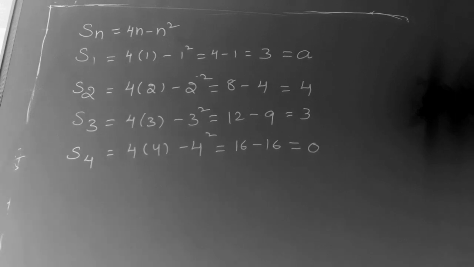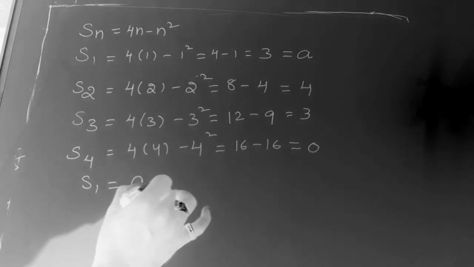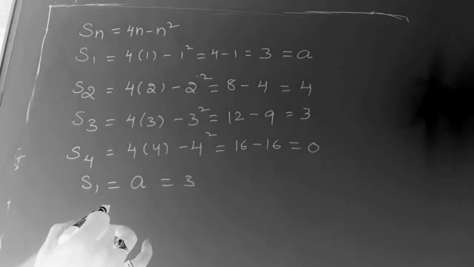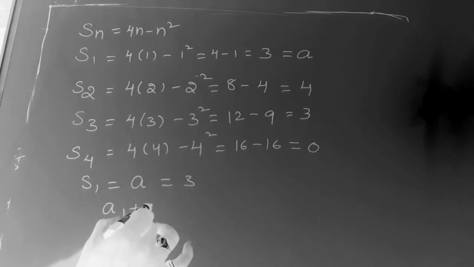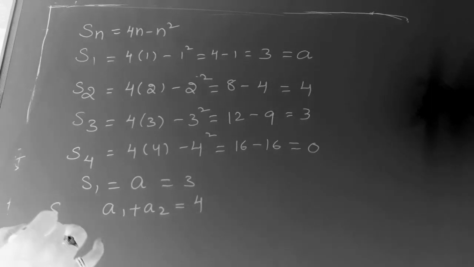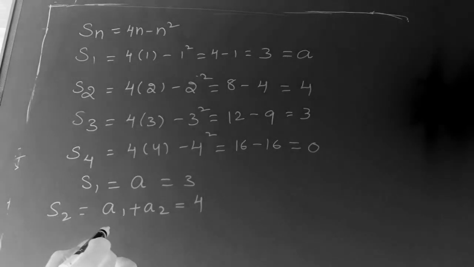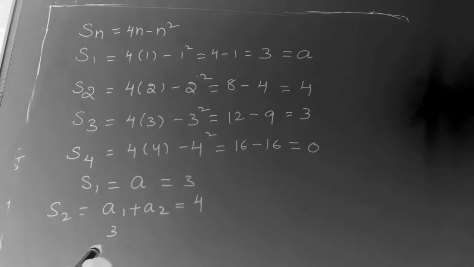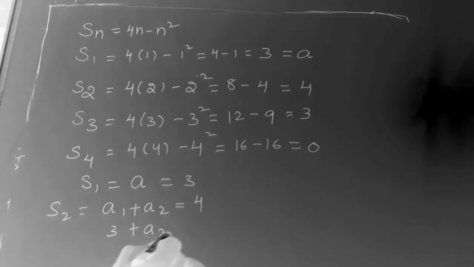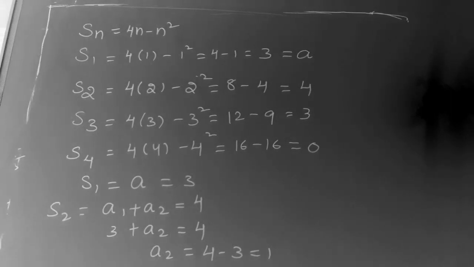Just see here. S1, the sum of first term, is the first term of the AP, that is 3. S2 means A1 plus A2, the sum of first two terms. We know the value of A1, that is 3. Now we have to find the value of A2. A1 plus A2 is equal to 4, so send that 3 to the right side. 4 minus 3 is 1. The second term of the series is 1.